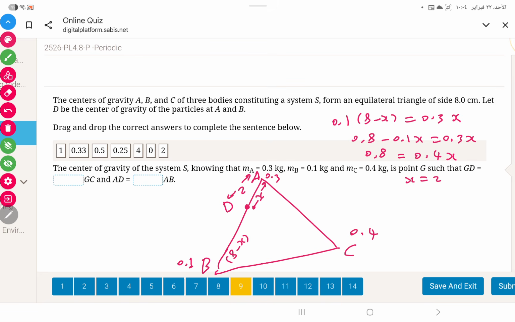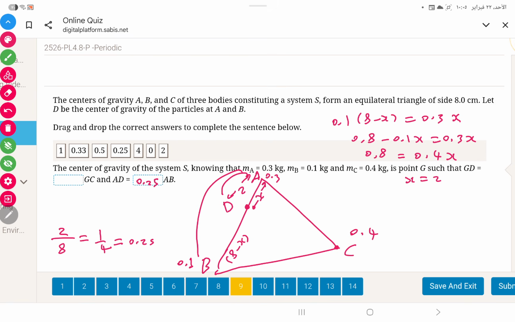And this means AD forms what ratio of AB? This length out of this length. It forms 2 out of 8. 2 out of 8 means 1/4. And 1/4 means 0.25. So AD is forming 0.25 of AB. So here you have 0.25.